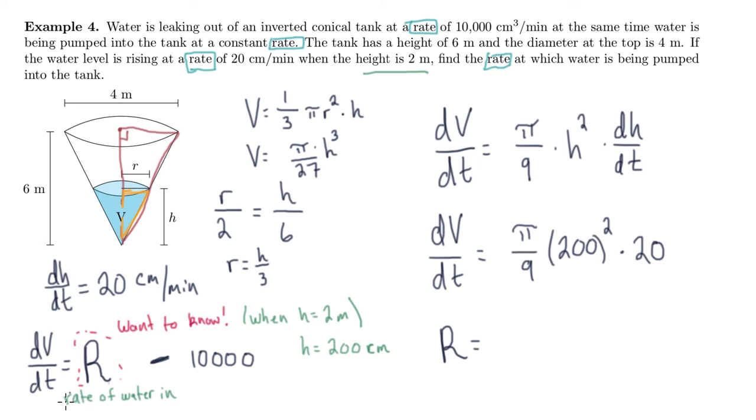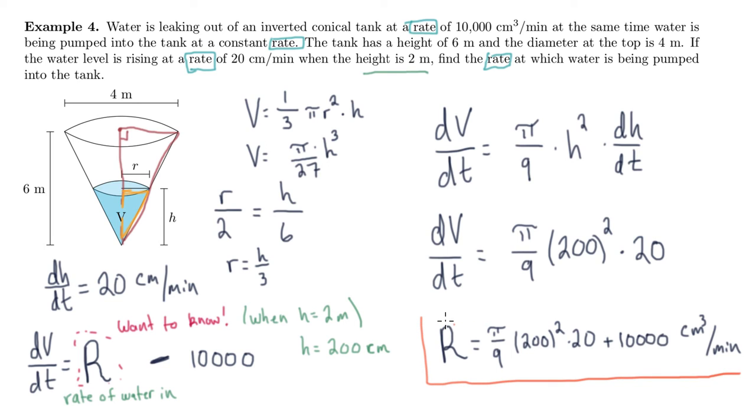And so to get R, we just need to add 10,000 to dV/dt. So that's pi over 9 times 200 squared times 20 plus 10,000. And the units are going to be centimeters cubed per minute. And it's centimeters cubed because it's a rate of change of volume and per minute. So here is our final answer.